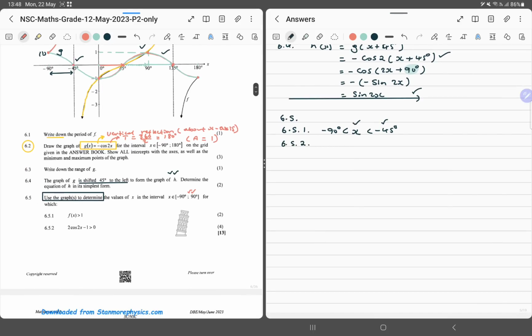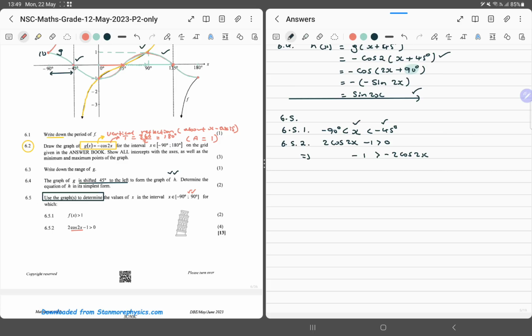So 6.5.2. We are told here 2 cos 2x minus 1 greater than 0. Now this one will need a bit of manipulation. So we are unable to make a conclusion here. We need to be smart about it. So basically this looks like the cosine graph that we just drew. So how do we make sure it looks like it? We transpose this guy. So we're going to say minus 1 is greater than minus 2 cos 2x.